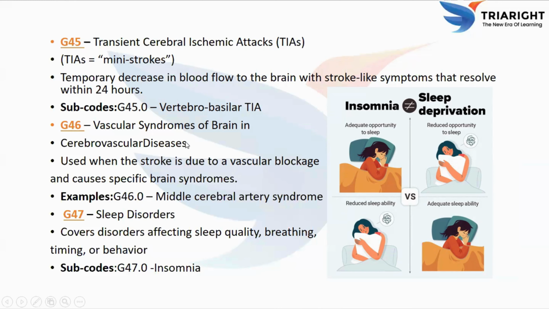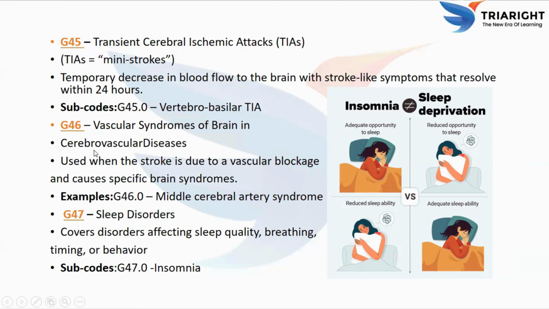So what is the subcode of G45? It's G45.0, vertebrobasilar TIA. So what is it? It is the reduced blood flow in the vertebral and basilar arteries. The name itself tells you: vertebral and basilar transient cerebral ischemic attacks. This supplies the blood to the back part of the brain.